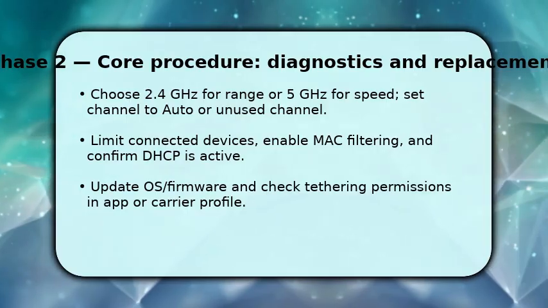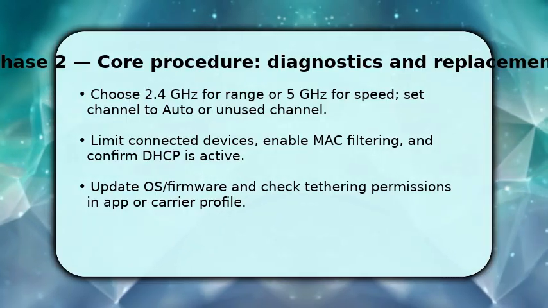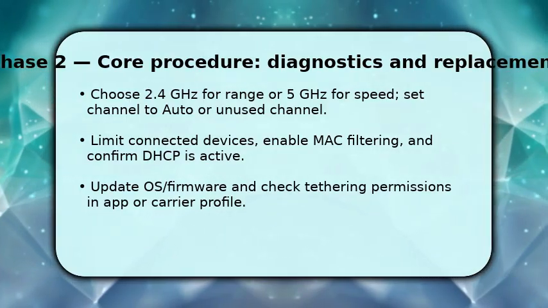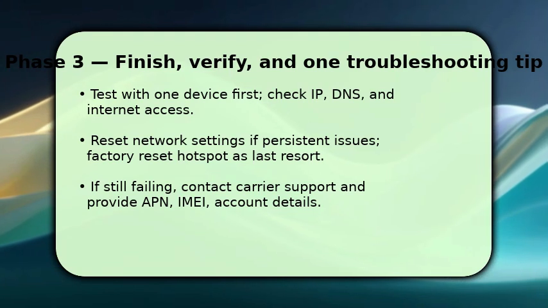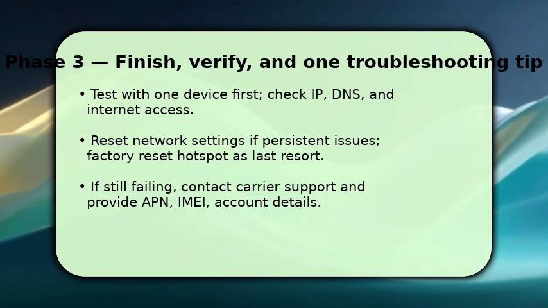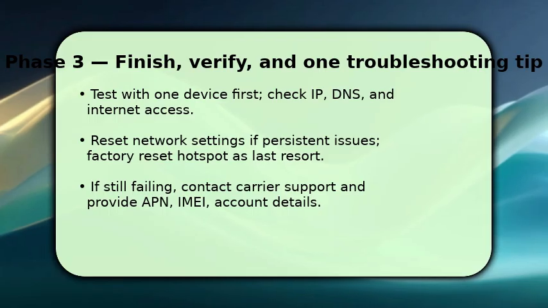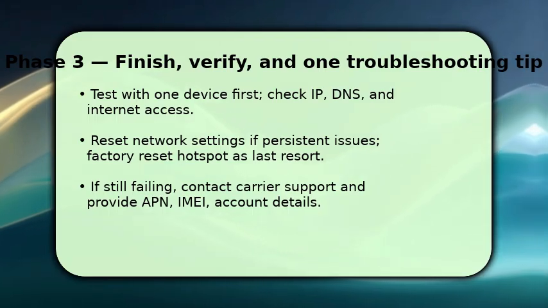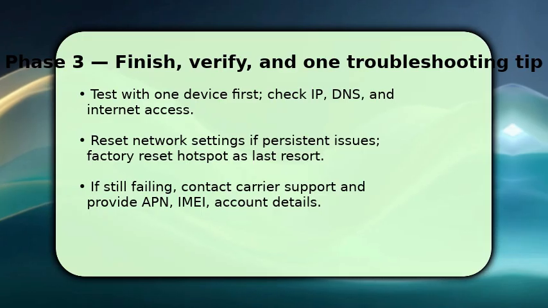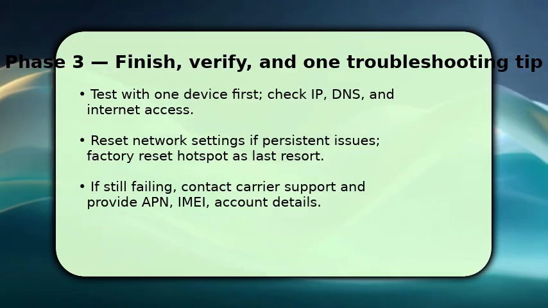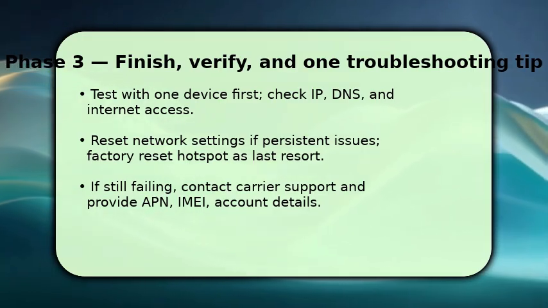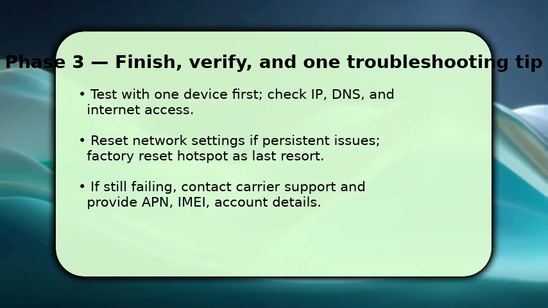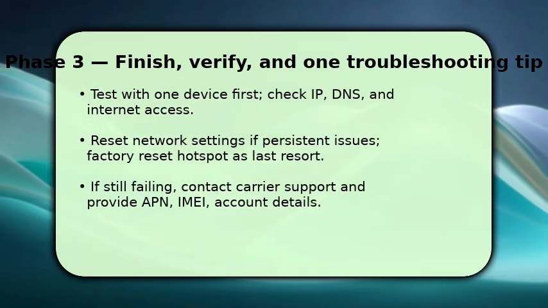Updating firmware often resolves stability and compatibility problems. Finish by connecting a single device and verifying it receives an IP, can resolve DNS and loads web pages. This isolates client problems. If issues persist, reset network settings on the phone to clear corrupt configs, and only then perform a factory reset of the hotspot device.